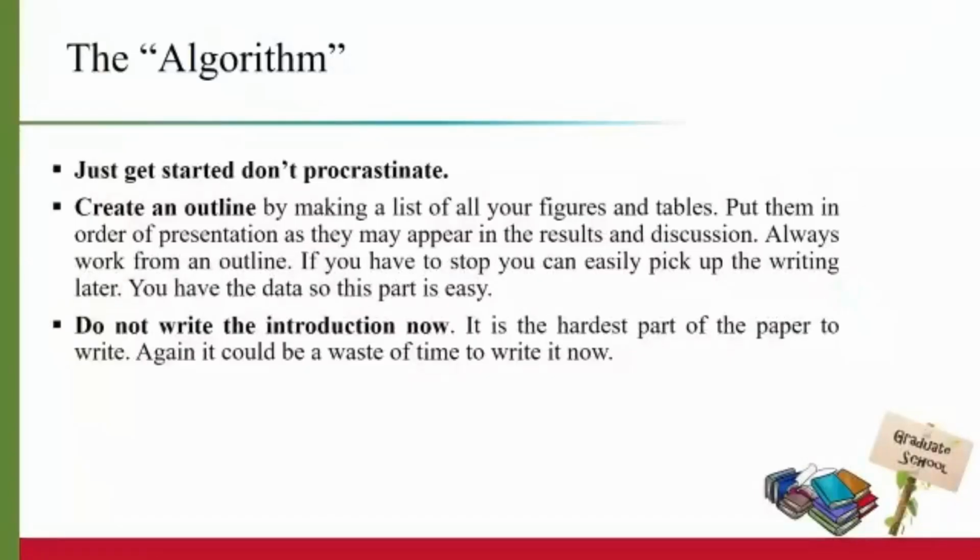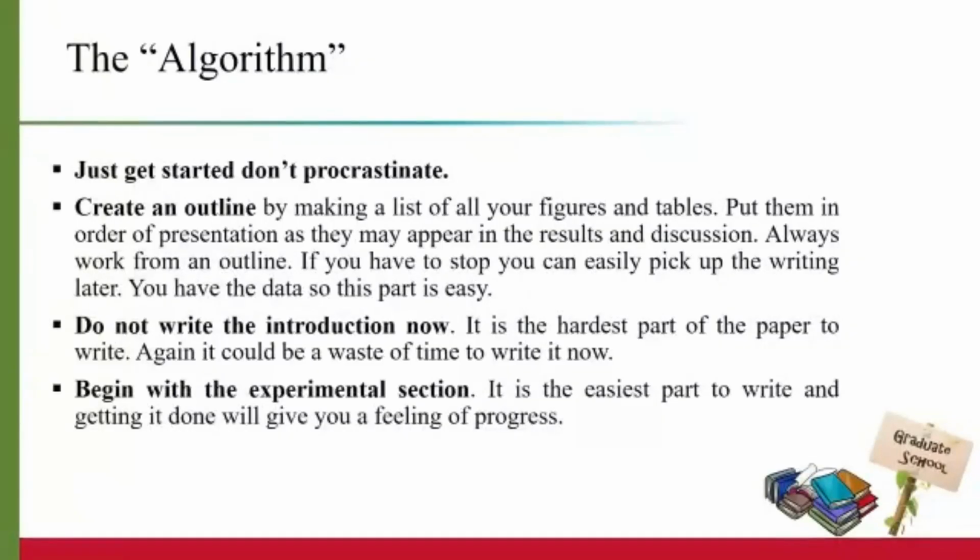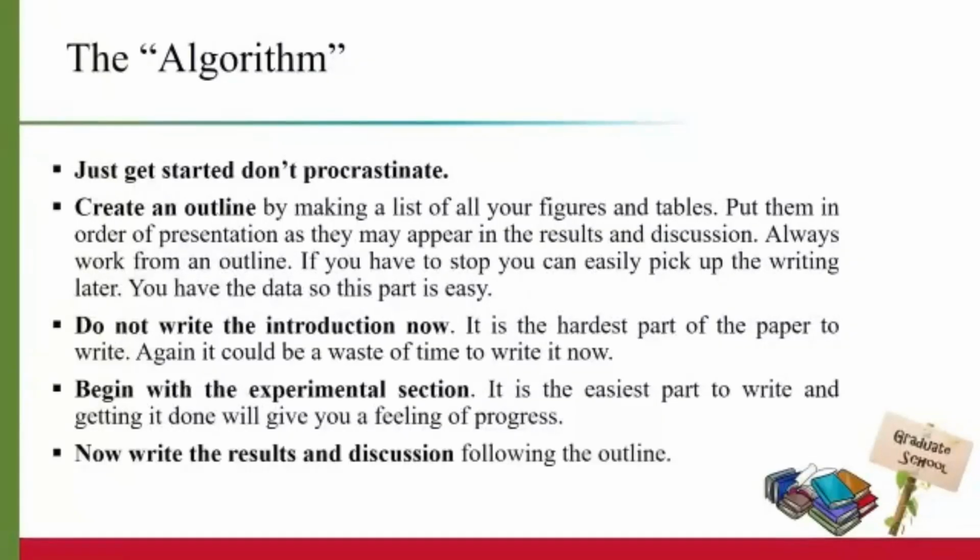The easiest part of a paper to write is the experimental. It's the part of the paper that you're most familiar with. You've done the experiments. You know how they were done. So write the experimental and you will be moving forward. It's an easy part to write. The next part of the paper that I would focus on would be the results and discussion, following the outline that you created from your list of figures and your list of tables.